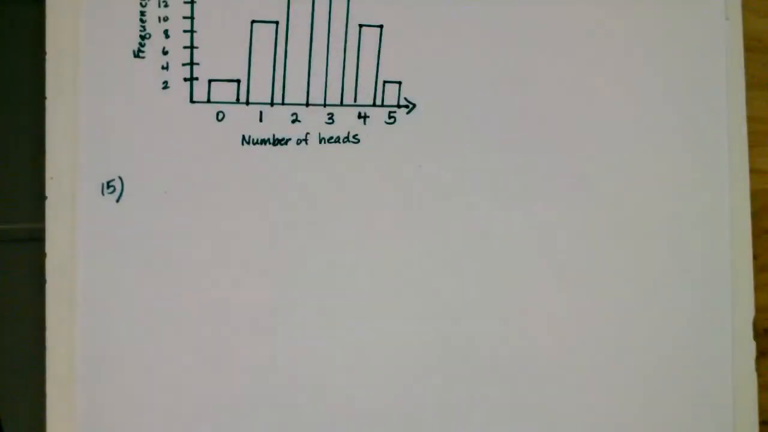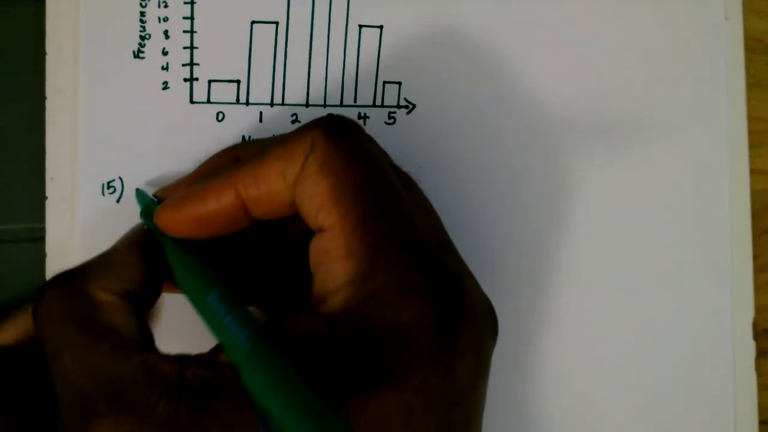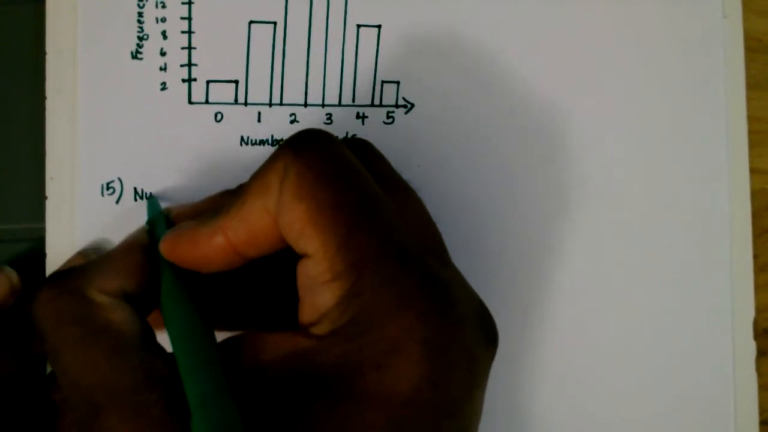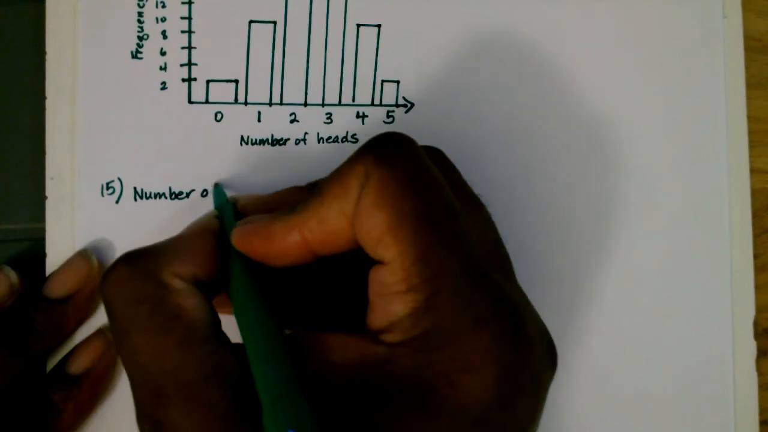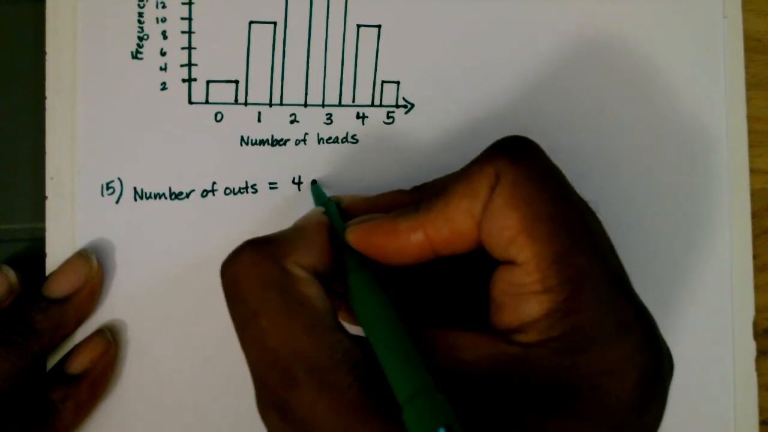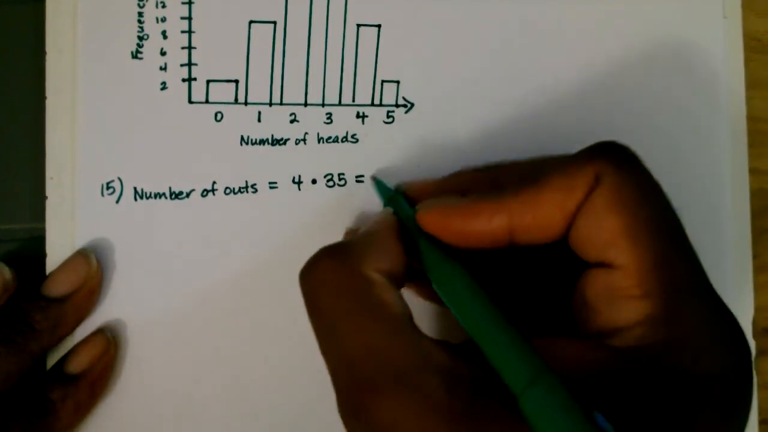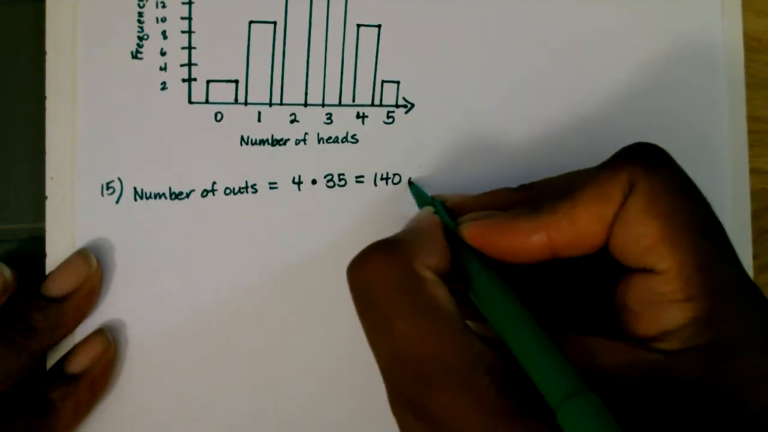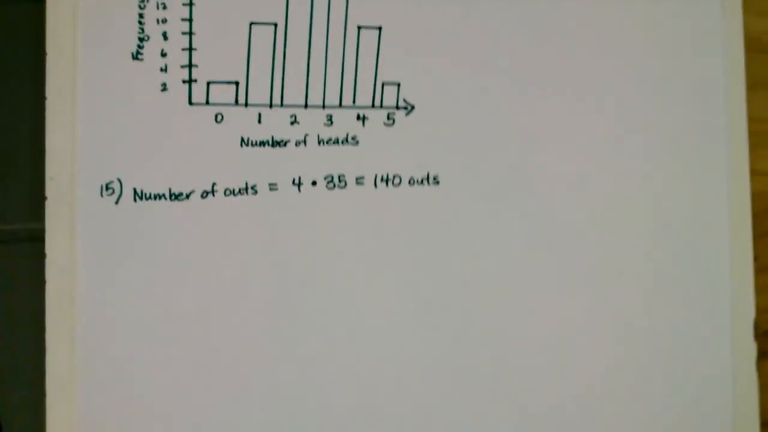So if we look under the row for outs, we see 1, 2, 3, 4 baseballs, and each baseball is 35 times at bat. So if I multiply the 4 times 35, that represents 140. So in this case here, this player had 140 outs at bat.